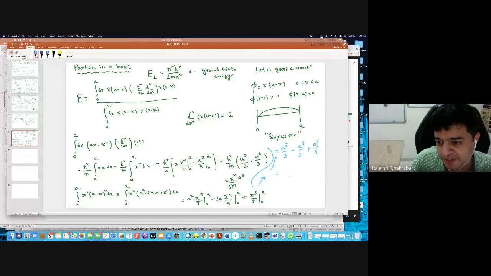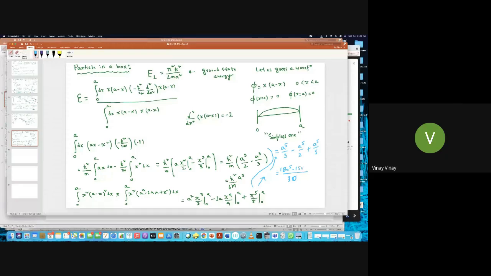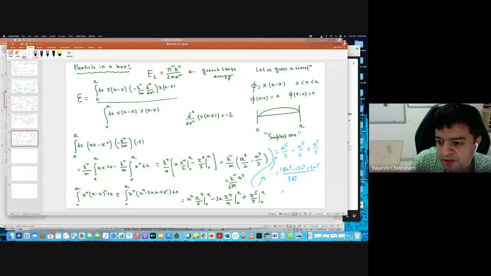And then what is the answer? 10 minus 15, 5 plus A raised to power 5 by 30. So actually, if you add this, you will see what is going to happen. A to the power of, so this is 5.